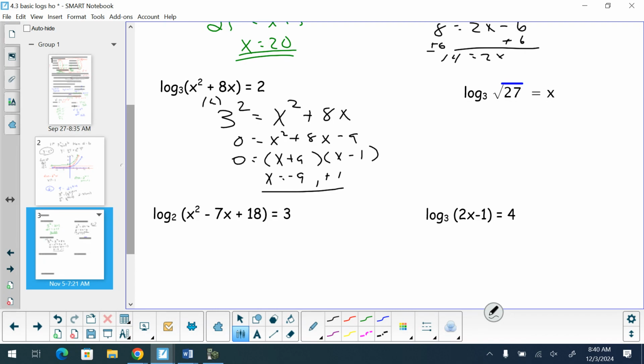Now what you need to do is you need to check. If I put negative 9 in here, do I stay positive or negative? This gives me 81 minus 72. I'm going to be positive there. If I put 1 in there, I get 1 plus 8. I stay positive.